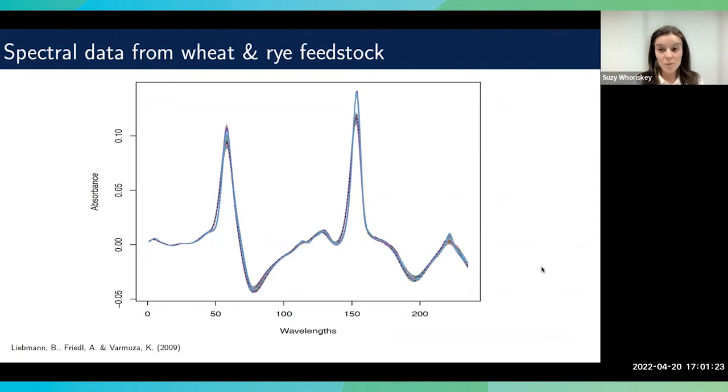To illustrate our proposed method, I'm going to use the famous grain data set, where we have wheat and rye feedstock and the spectral data of this, and we want to predict the ethanol concentration from the grain data.